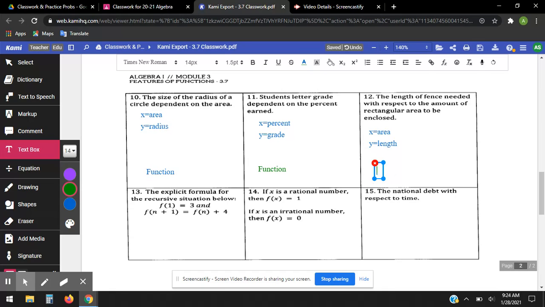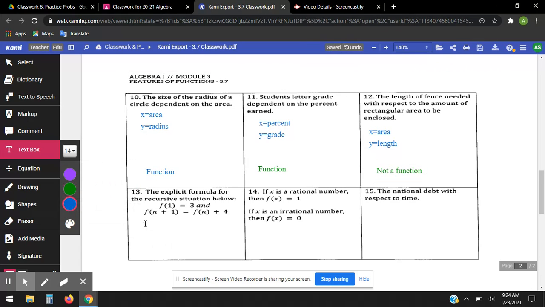If we have an area of 36, what can I have as my lengths of my rectangular fence? Well, I could have a 6 by 6 fence, right? Because I could have a square, but I could also have an 8 by or 9 by 4, right? So you really have multiple options for an X area of 36. So this would not be a function, because the factors of those areas could be different.